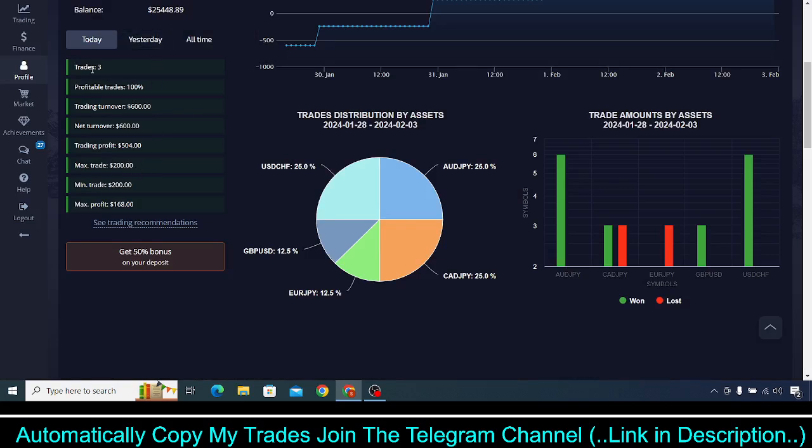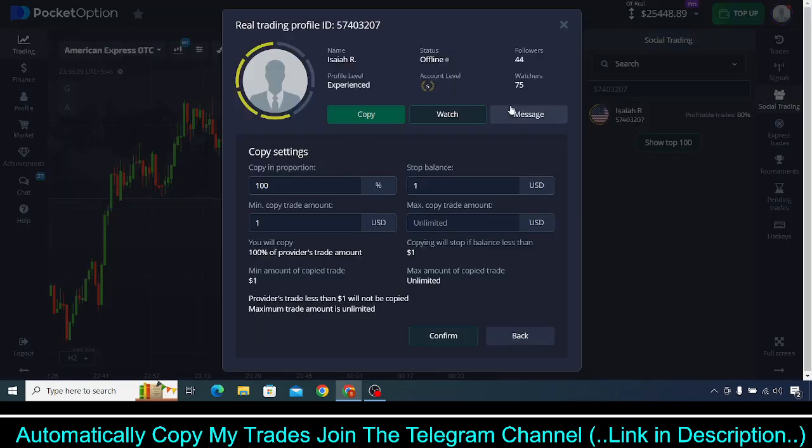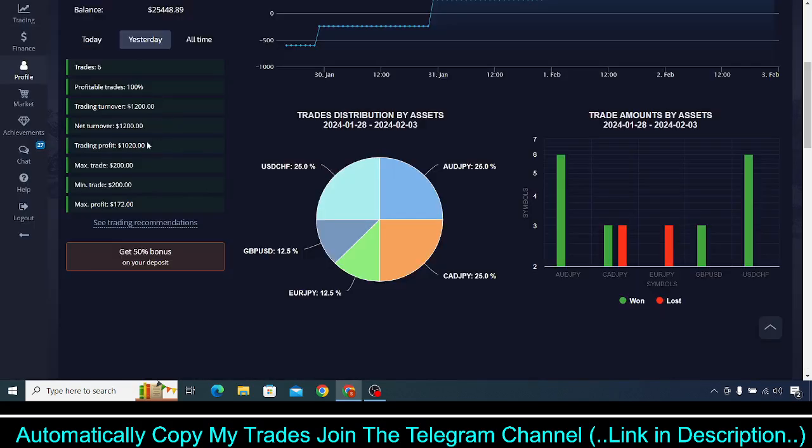If I show you today's result, 3 trades were profitable, 100% of trades were profitable, okay, and we made a profit of $504. And if I show you yesterday, it is showing 6 trades, but I made 3 trades on that day, and the day before yesterday's stats are also showing here. So 3 trades were from yesterday and 3 trades were from the day before yesterday. And if I show you all time, here you can see total trading profit is $20,448 and a 65% win rate, and this many trades were made.